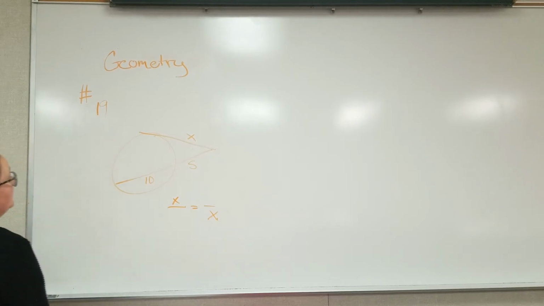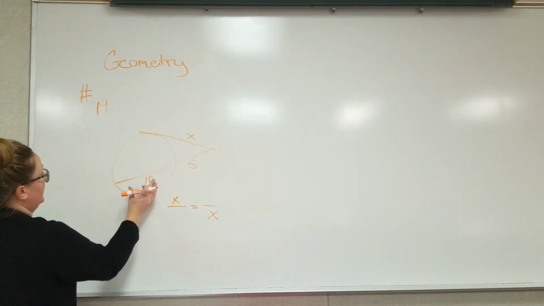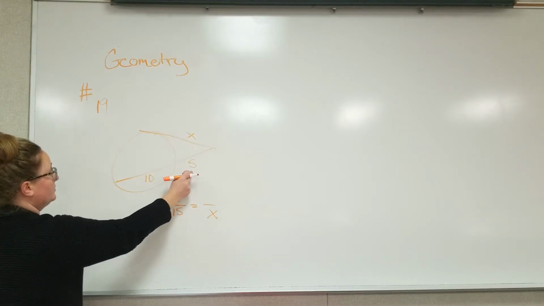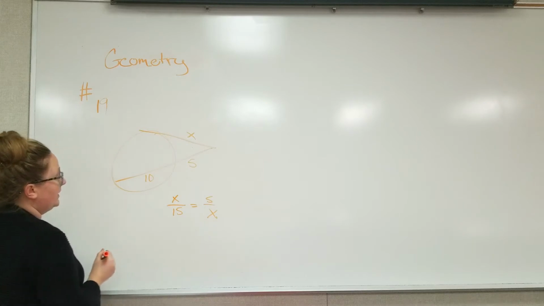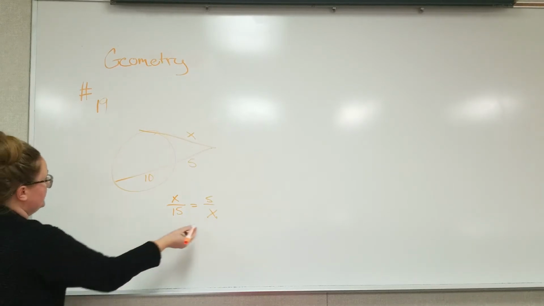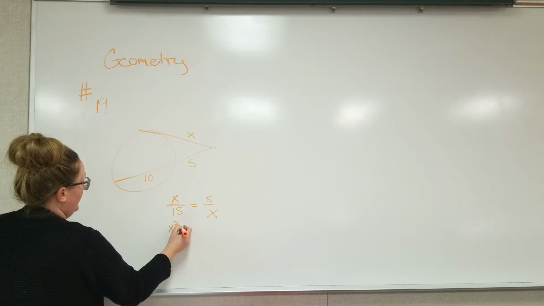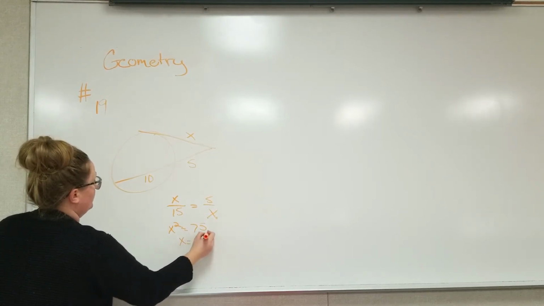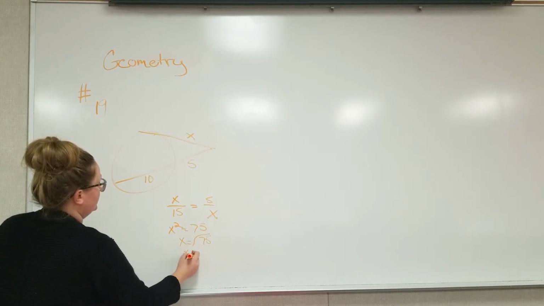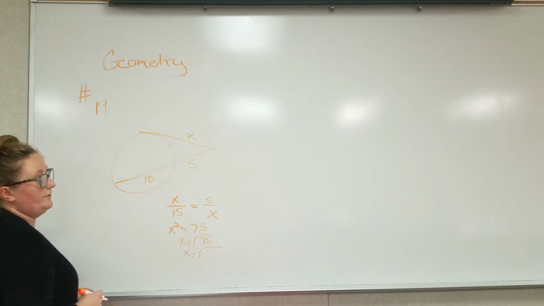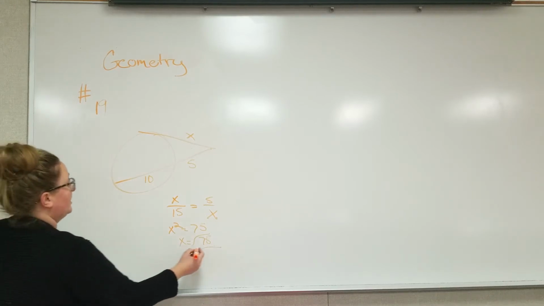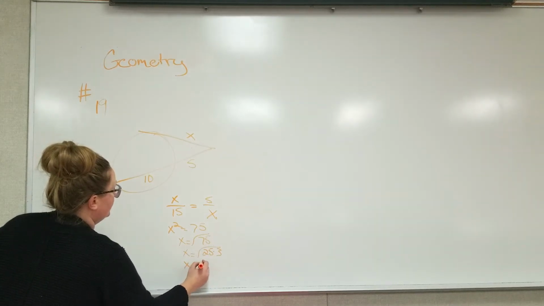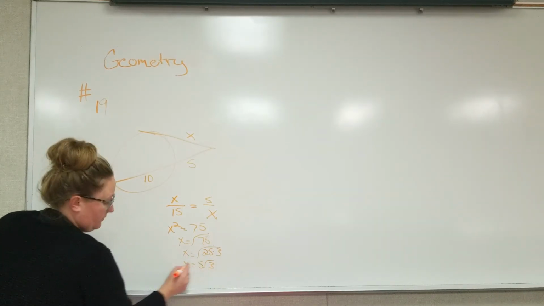All right, between the length of the whole secant, which is actually 10 and 5, which is 15, and the length of its external part, which is 5. All right, then you have to cross multiply to solve this. X times x is x squared, and 15 times 5 is 75. So x equals the square root of 75. 75 is not a perfect square, but it is divisible by 25. 25 times 3. And then the square root of 25 is 5, so 5 square roots of 3.